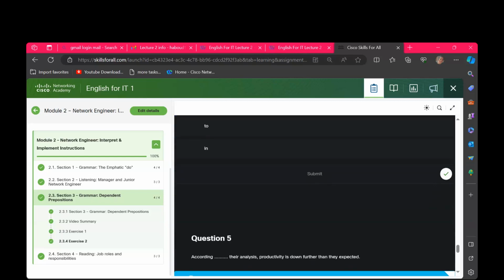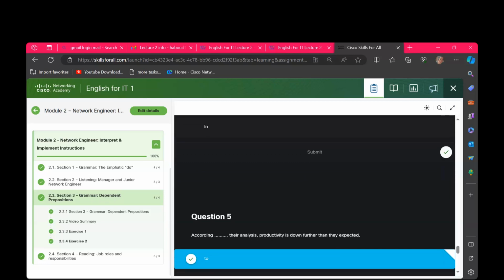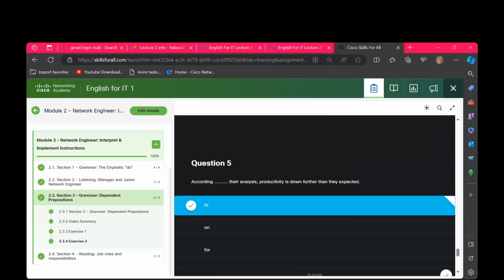Question number 5. According ___ their analysis, productivity is down further than they expected. أكتر من اللي توقعوا. According to, مين يقولها؟ According, yes, excellent. According to, وفقا لي. According to their analysis, وفقا للتحليل اللي هم عملوه. Okay, according to.